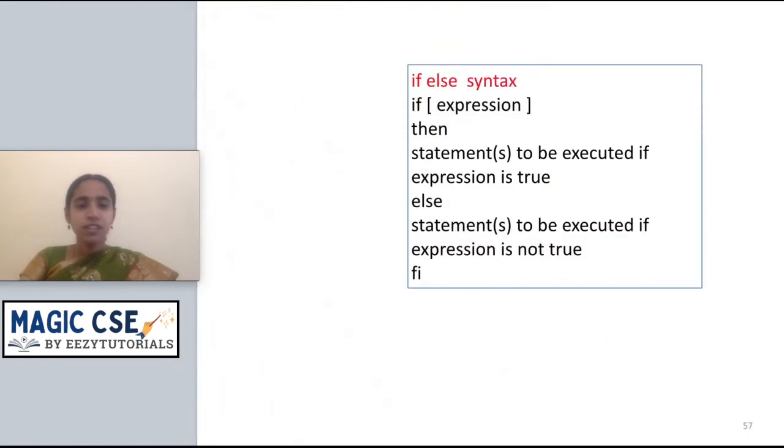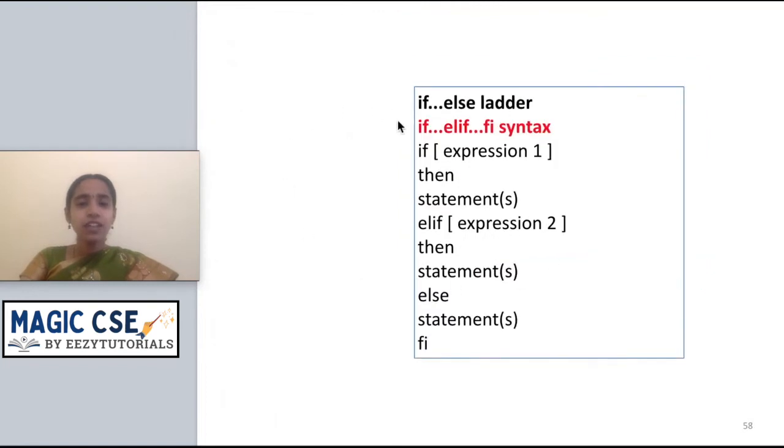Now nested if else. The next one is if else ladder. If else ladder means you will be having many conditions to be checked. So if, opening bracket, the first condition or first expression, then you have to give the statements. The next keyword is elif. Instead of else if, the keyword is elif, space, the condition. Then you can build the ladder as much as you want.